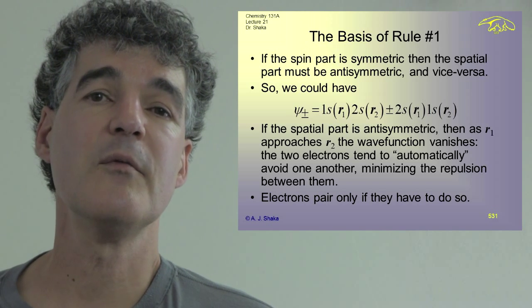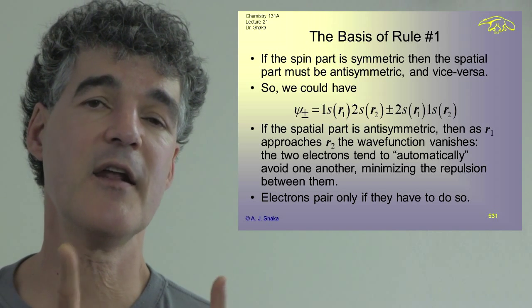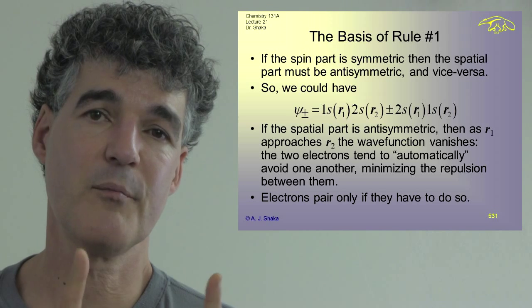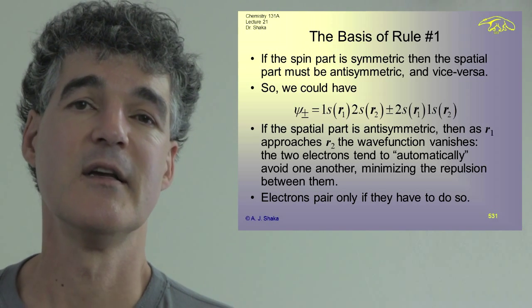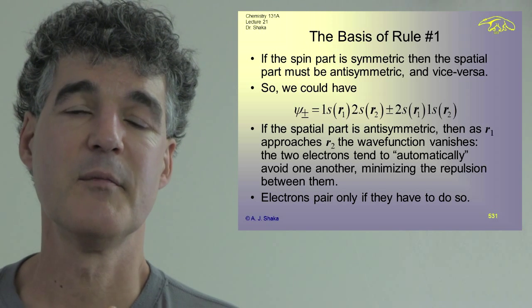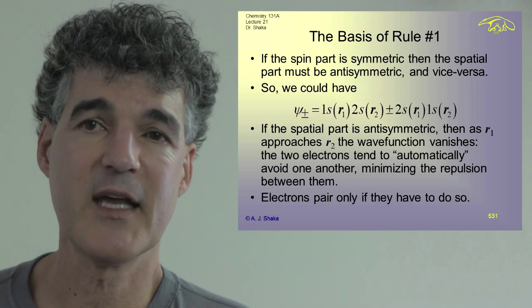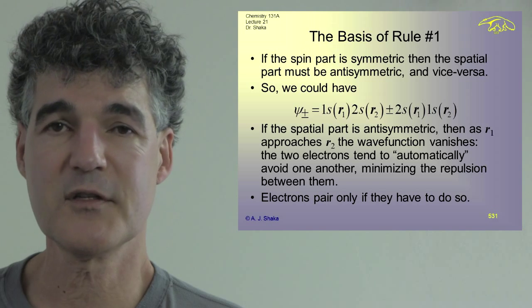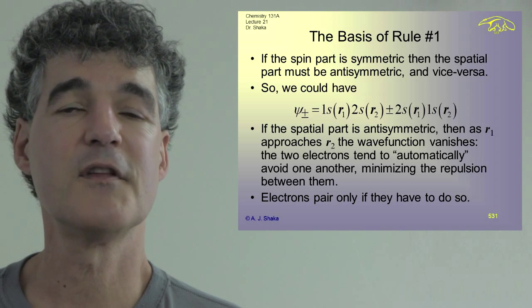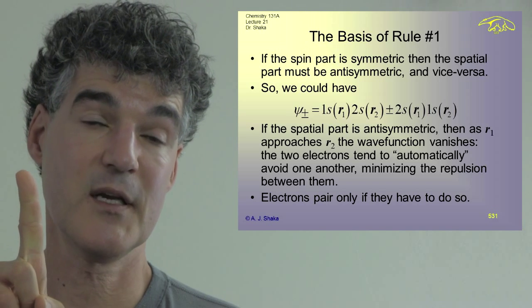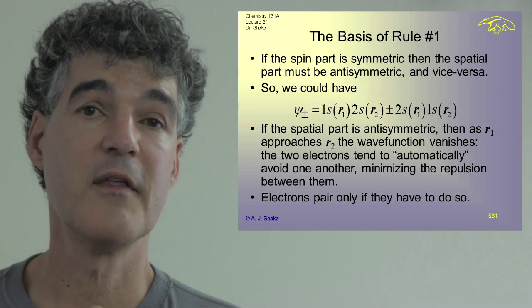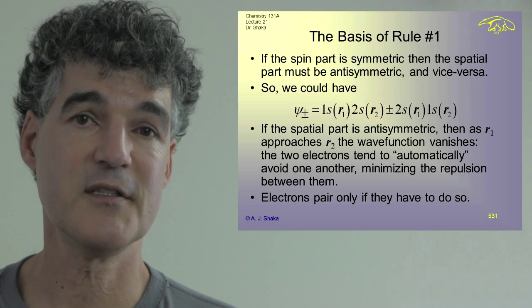Well, you might argue that maybe it's a magnetic energy, so the bar magnets are lining up because they're bar magnets. That might be an argument, but it's not the argument that's usually given. The argument that's usually given is that if the spin part is symmetric, then because of the Pauli principle, the space part is anti-symmetric.